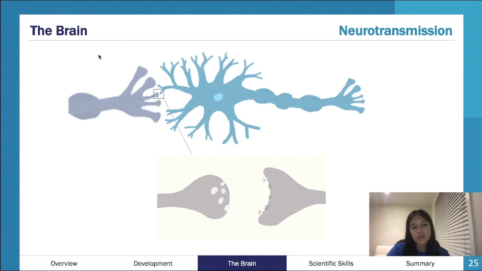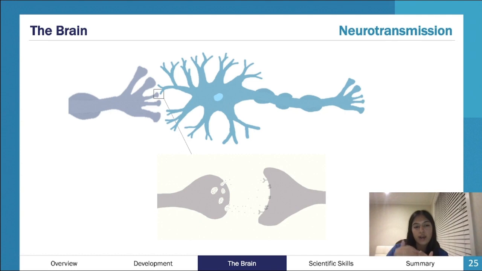So here is what we call your presynaptic neuron. So this is the synapse. The synapse is the gap between the two neurons. So again, very intuitive in the names. Presynaptic neuron, the neuron before the synapse. Postsynaptic neuron, the neuron after the synapse.